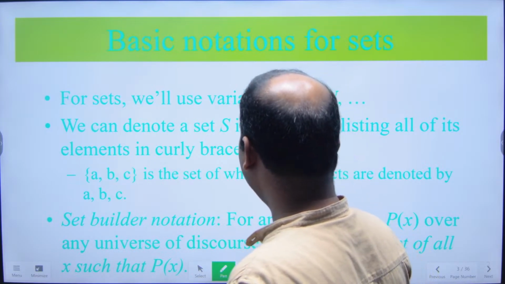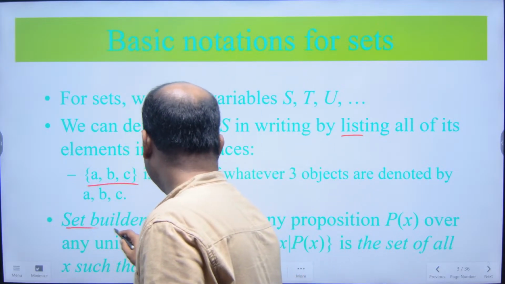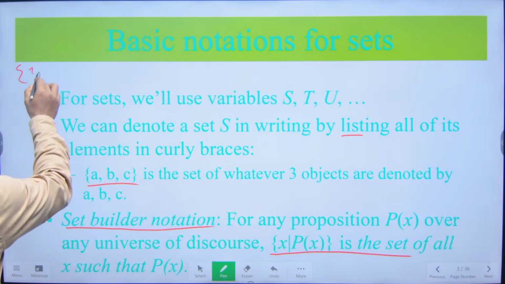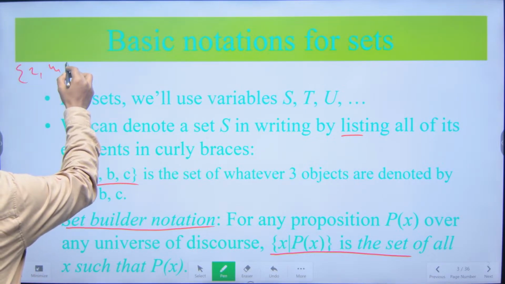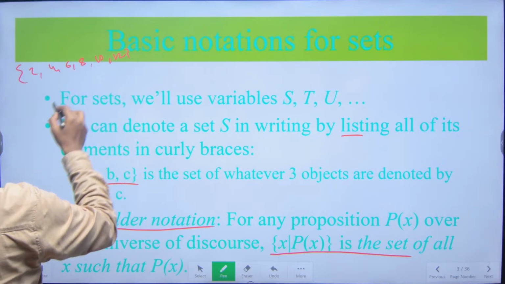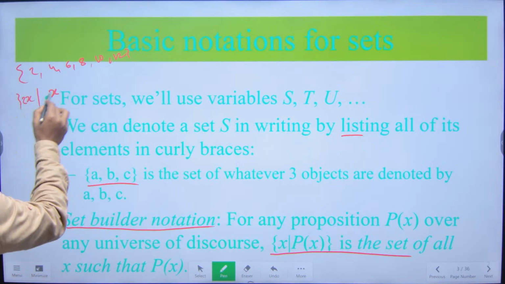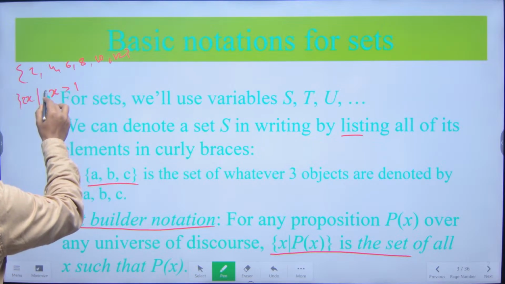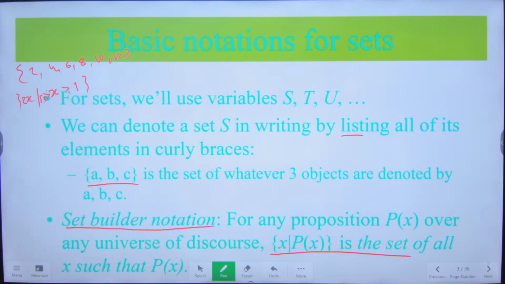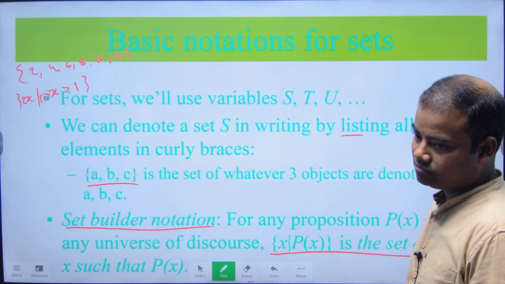So there are two notations. One is list notation, for example A, B, C, and the second notation is set builder notation, for example {x : P(x)}. For example, I can write 2, 4, 6, 8, 10, 12, so that also we can write. And another thing, {2x : x is greater than 1 and less than 13}. So both are the same thing. It's clear?